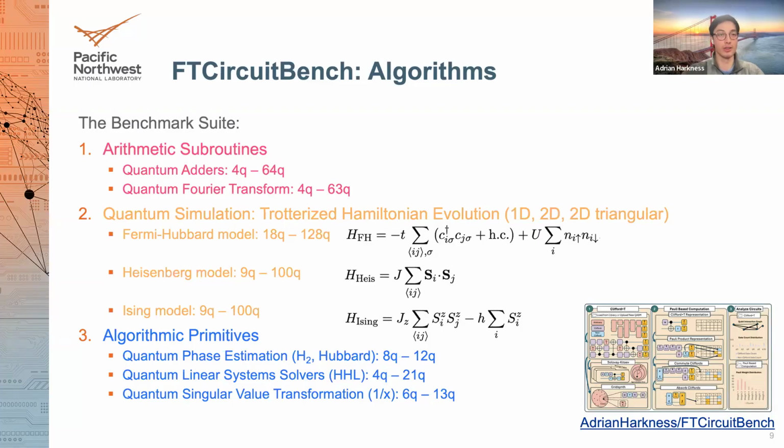And then the third category that we include are algorithmic primitives. Basically, these are much more advanced quantum algorithms for a wide range of tasks that in some way or another revolve around linear algebraic computations. And they kind of build upon themselves in complexity. So, for example, quantum phase estimation is composed of controlled Hamiltonian simulations followed by a quantum Fourier transform.